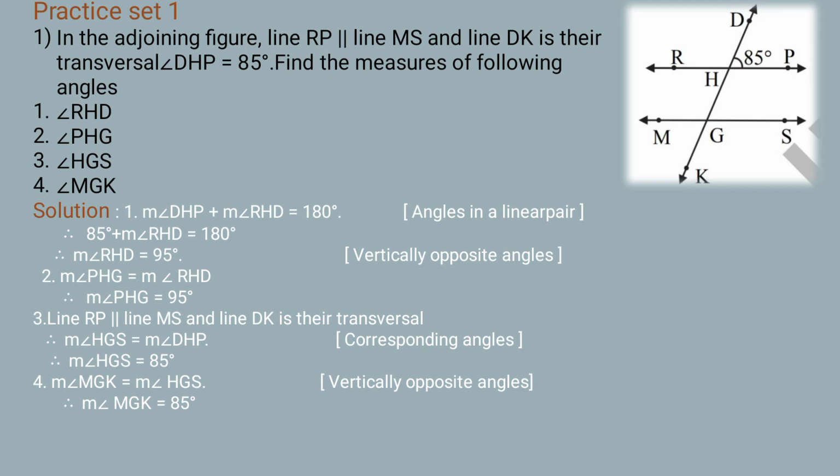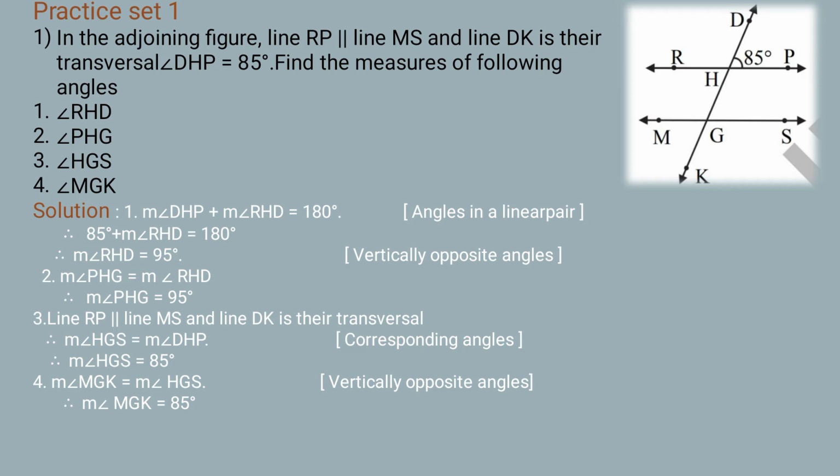Solution. First, measure of angle DHP plus measure of angle RHD is equal to 180 degrees by angles in a linear pair. Therefore, 85 degrees plus measure of angle RHD is equal to 180 degrees, because the measure of angle DHP is equal to 85 degrees. Therefore, measure of angle RHD is equal to 95 degrees.